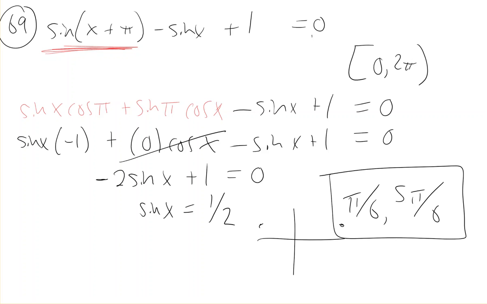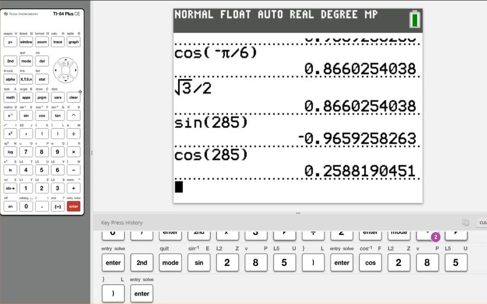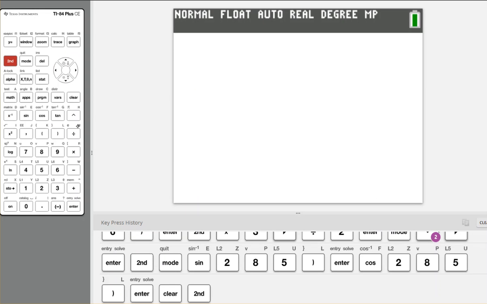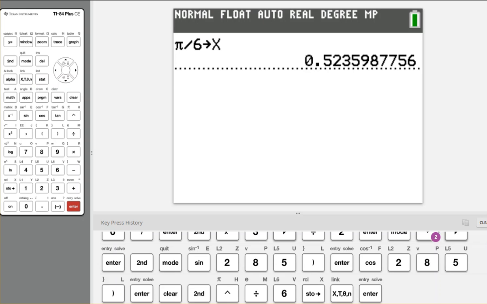Now, I would say these are the harder question types because they're longer, so more opportunities for mistakes. But you can check these. So let me show you how to store in your calculator again because it makes it a lot easier. If I do all this work and I think pi over 6 is an answer, it means I should be able to tell my calculator, pi over 6 store as x, using this store button above on.